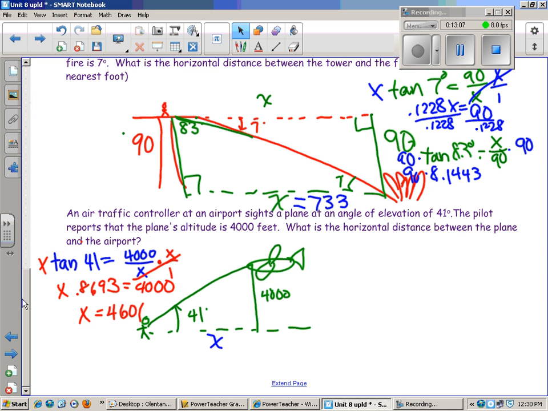All right. So when we divided by 0.8693, did you expect that number to be more than 4,000? Yeah, when you think about it, if x were 1, how many times does 1 go into 4,000? 4,000 times. So if this number is less than 1, won't it go in more than 4,000 times? So we're expecting this number to be larger than 4,000. Does that make sense? Okay. All right, questions?